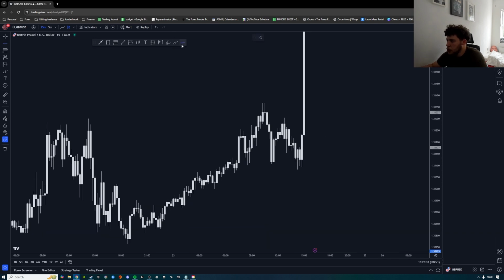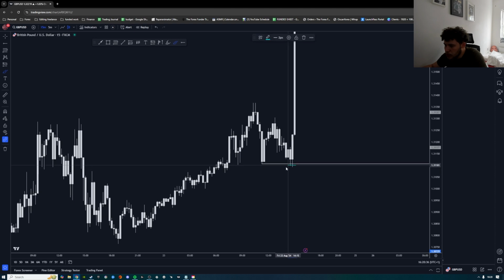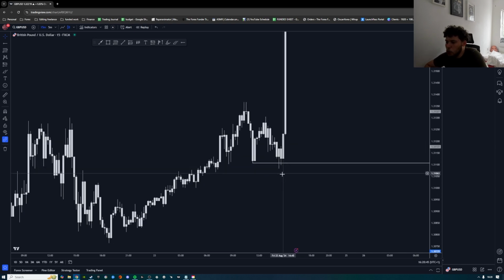People that use wicks would, again, draw a wick here and see that it's wicked into this area, and they would see these wicks and go, oh, it's broken. But no, that is not right. The reason why it's not right, and the reason why you shouldn't use wicks, is all they are showing you is price went to this area at some point in these 15 minutes each of price action. It never closed there. It never had the seller momentum to close below. It just went there at some point, but then got pushed back up by the buyers or the bulls, and obviously it flew to the upside.